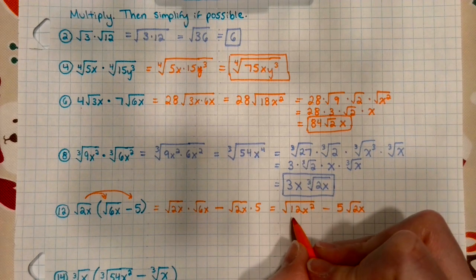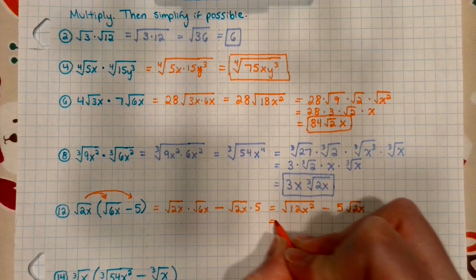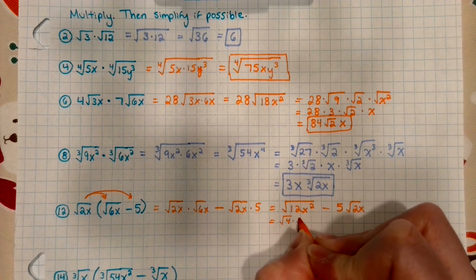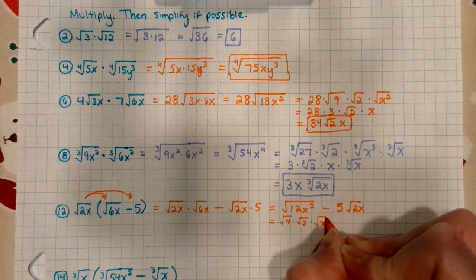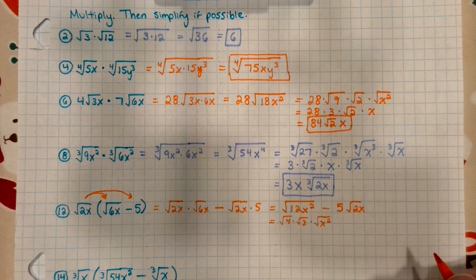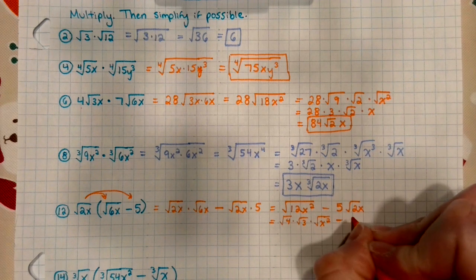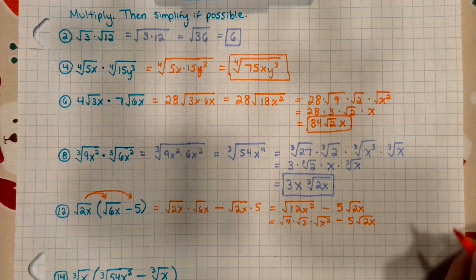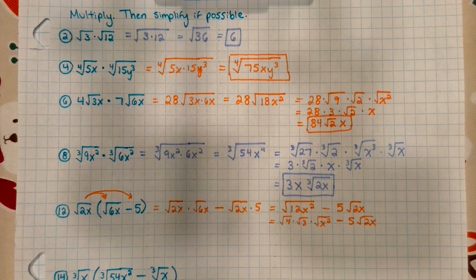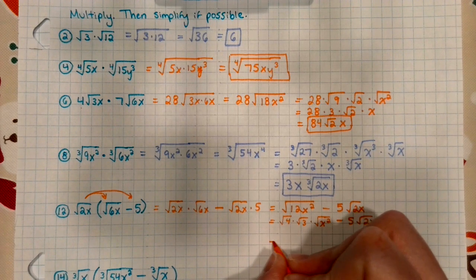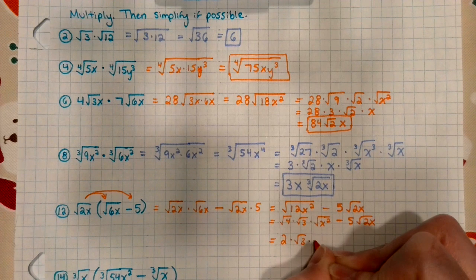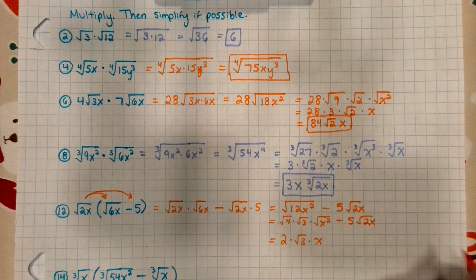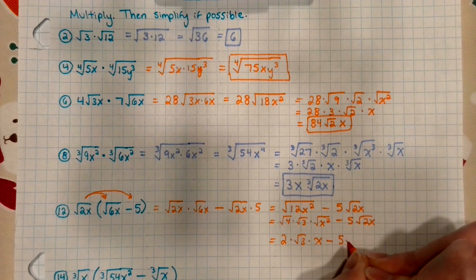And with this one, the 12, you can break this down into the square root of 4 times the square root of 3. And then this x squared, you're actually going to be able to take the square root of as well. So we're going to break it apart into that. And then we still have this minus 5 square root of 2x on the end. Now here we'll have the square root of 4, which is 2, times the square root of 3, times x, and then minus 5 times the square root of 2x.